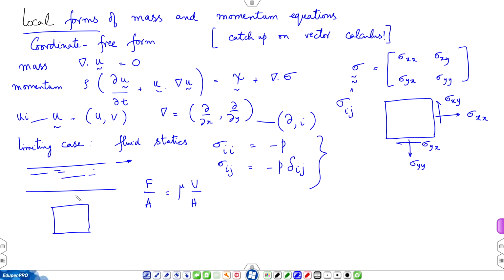So, then this is sigma y x. This is the fluid element. So, you can associate F by A with sigma y x. This element will undergo shear deformation. This is getting deformed because of the movement of the plate.